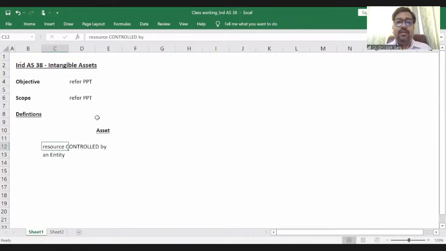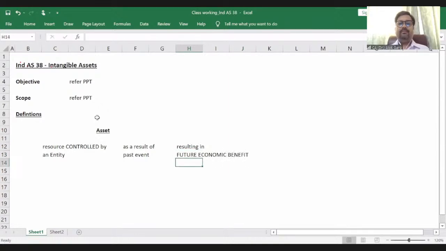An asset is a resource controlled by an entity as a result of past events, resulting in future economic benefit, right? Future economic benefit. Is this the definition of an asset?